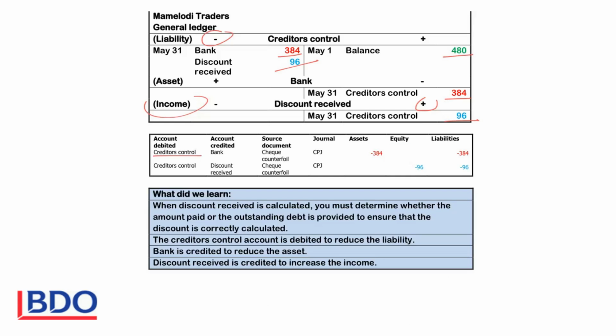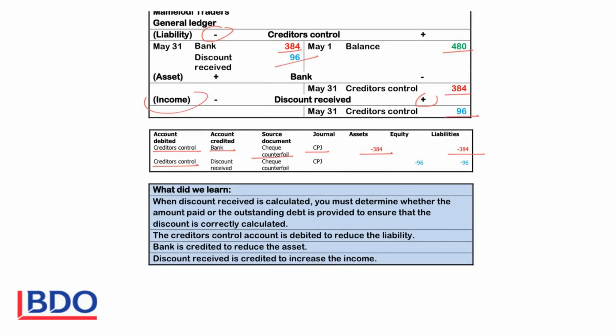Creditors control was debited to decrease liabilities. Bank is credited to decrease assets. We issue a check and we record it in the cash payments journal. Creditors control is debited with the discount that was received, so that the creditors will decrease with the 96. Discount received is an income, so equity will increase with 96.